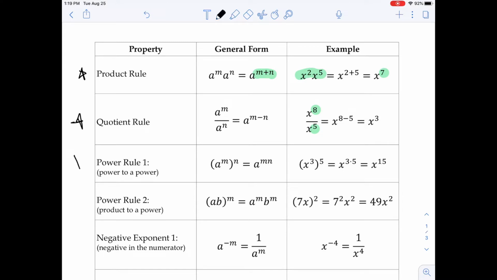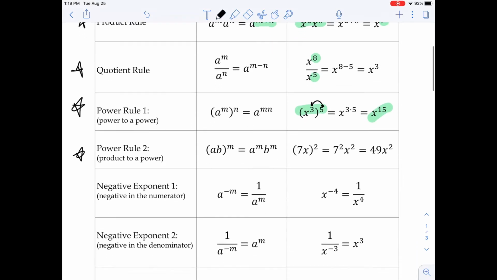Then you have your power rule, and I broke that up into two power rules. One, if you look at this first example here, you have basically a power being raised to another power, so an exponent being raised to another exponent. When you do that, you're going to multiply these two numbers. So that becomes x to the 3 times 5, which is equal to x to the 15th.